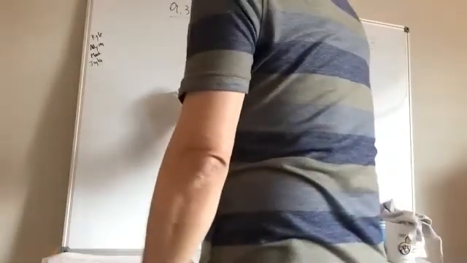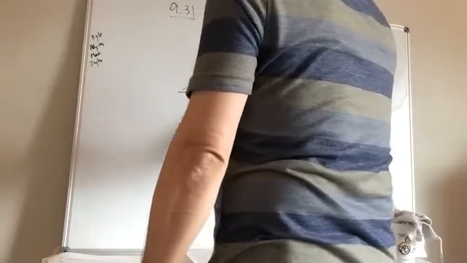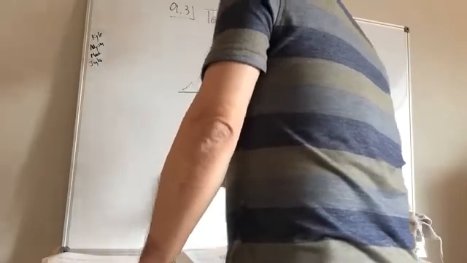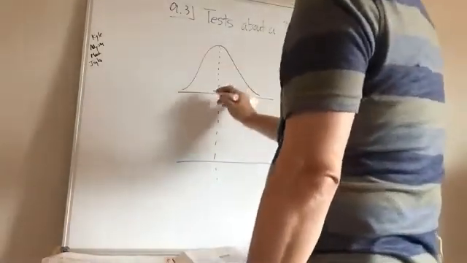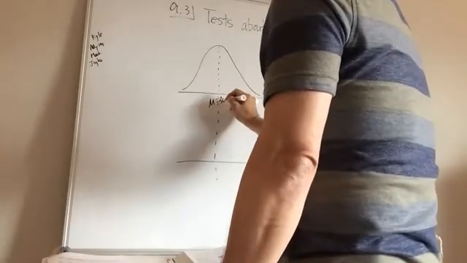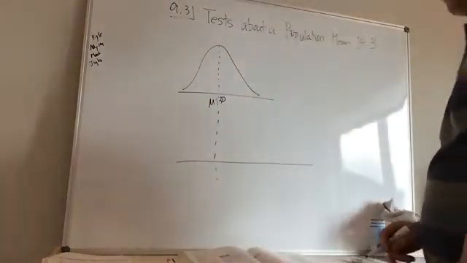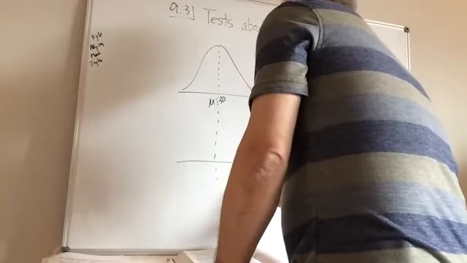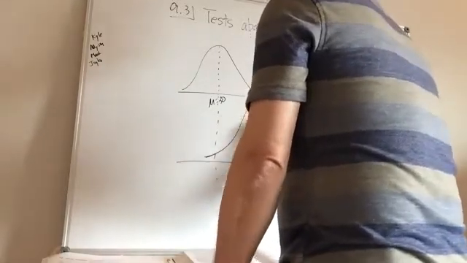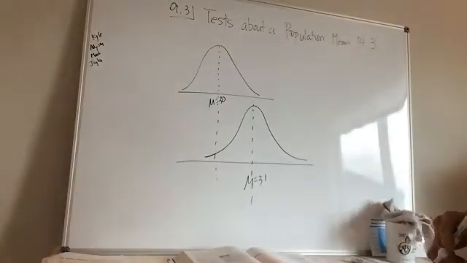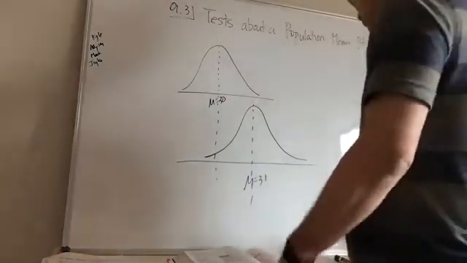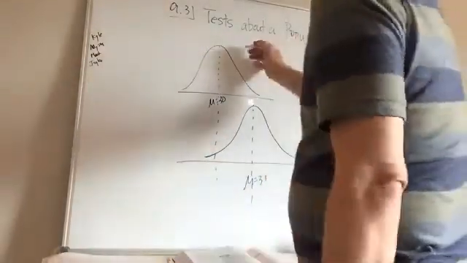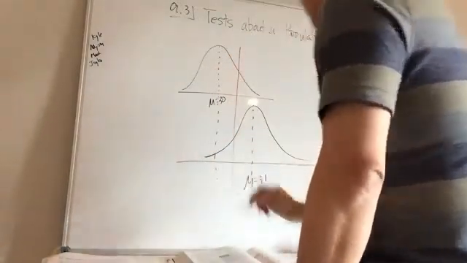So let's say that in this battery experiment, this is going to be the Ho, where mu is equal to 30. The Ha is that it's actually 31. So you're going to have a distribution that looks like this. When I do a test, I'm going to have something that looks like this.